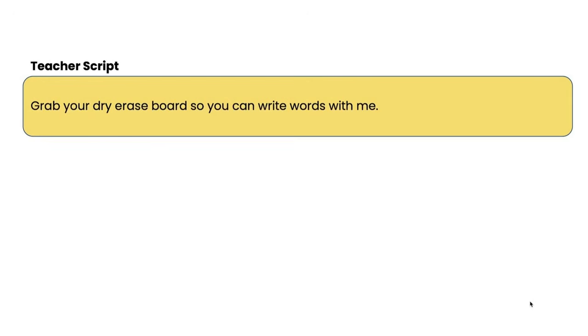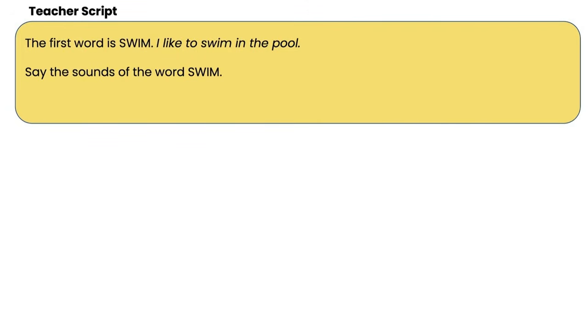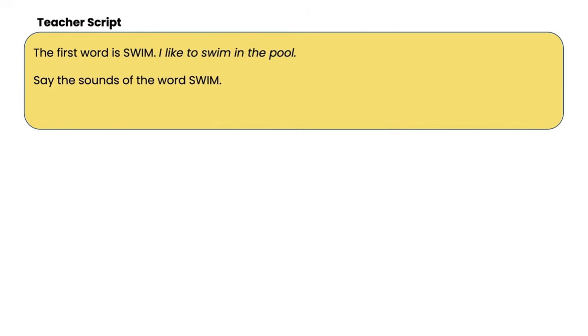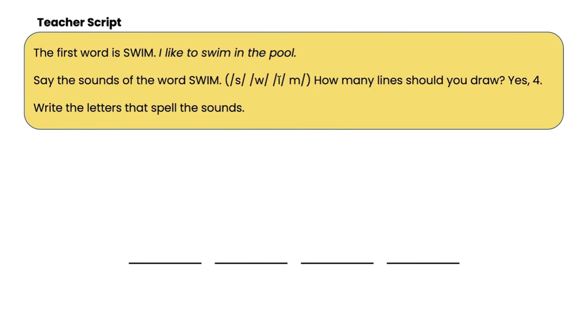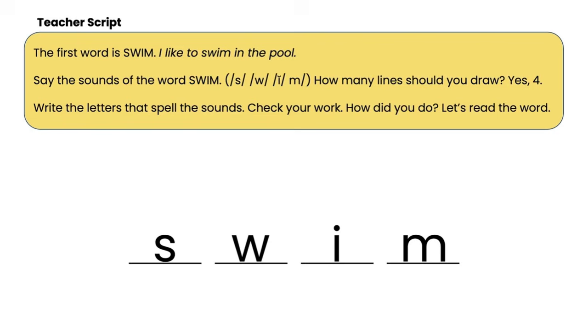After the blending, we do word chaining. Students get out their dry erase boards and teachers walk them through a lesson like this one. The first word is swim. I like to swim in the pool. Say the sounds of the word swim. Ready? S, w, i, m. How many lines should you draw? Yes, 4. Now let's write the letters that spell the sounds. Check your work. How'd you do? Let's read the word together. Swim.